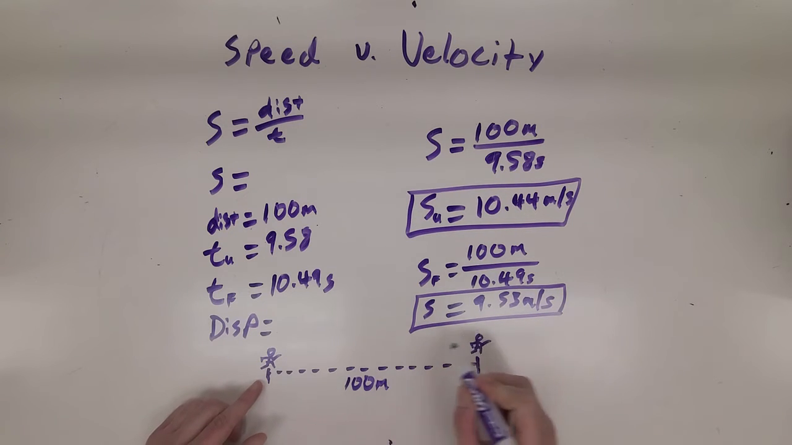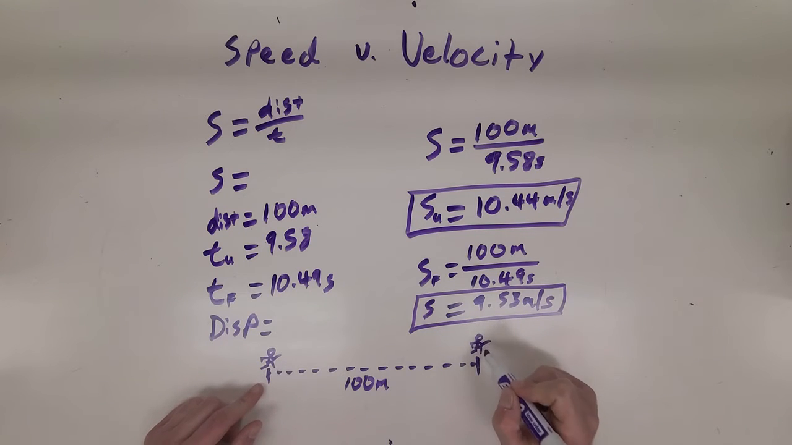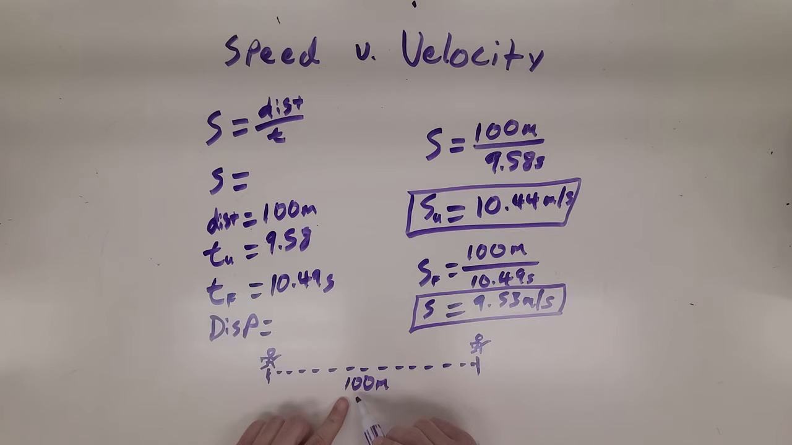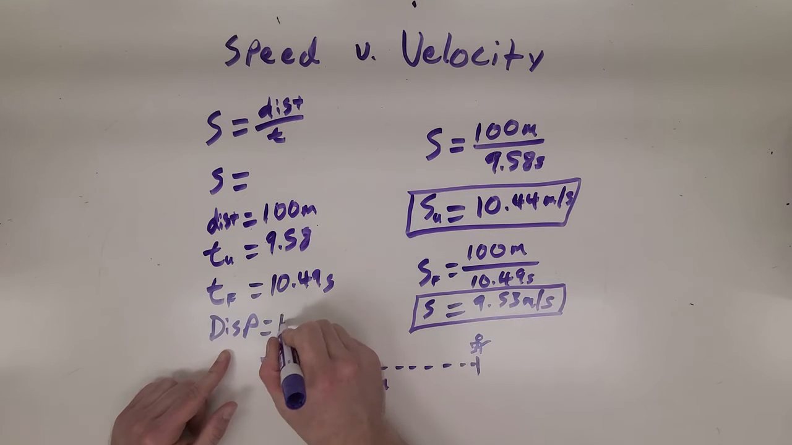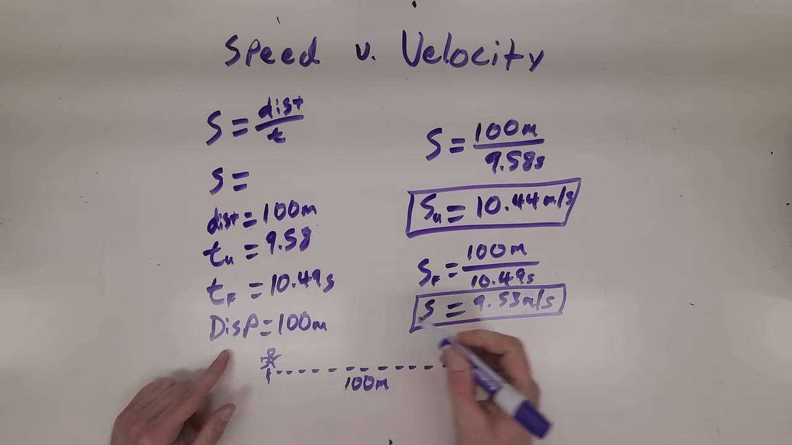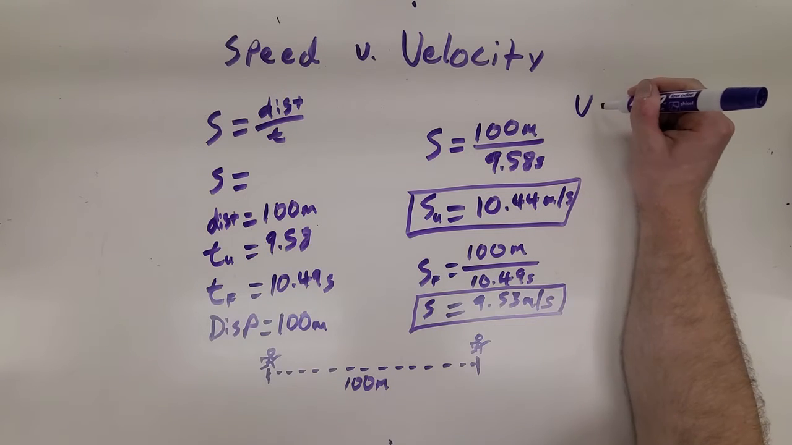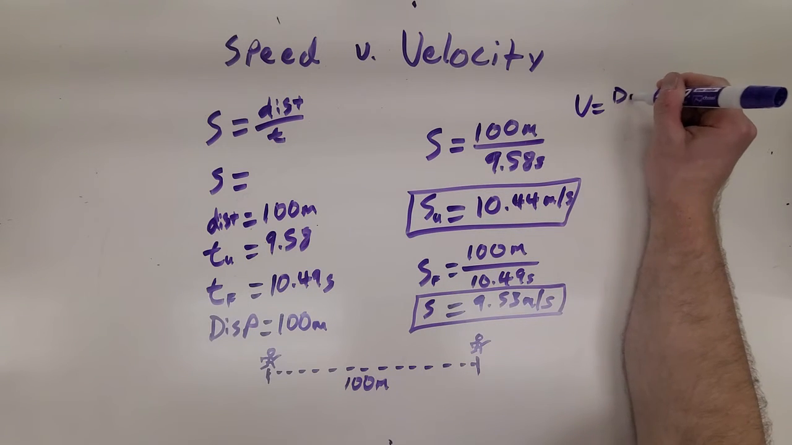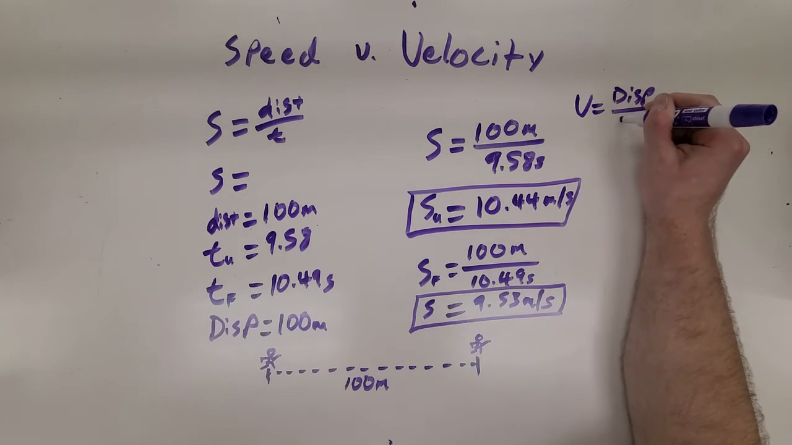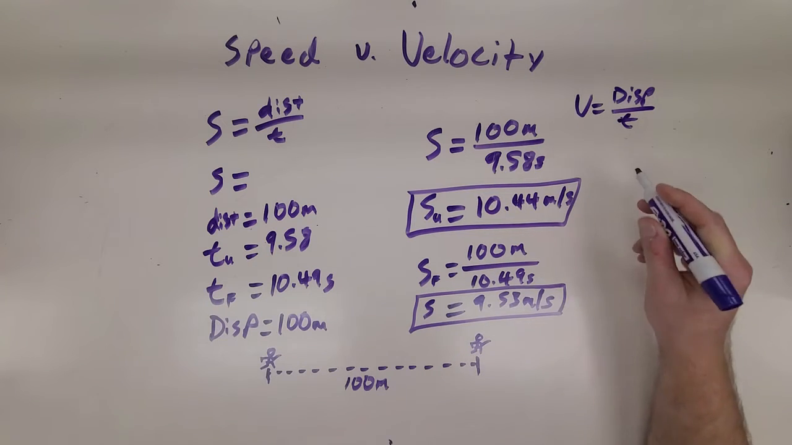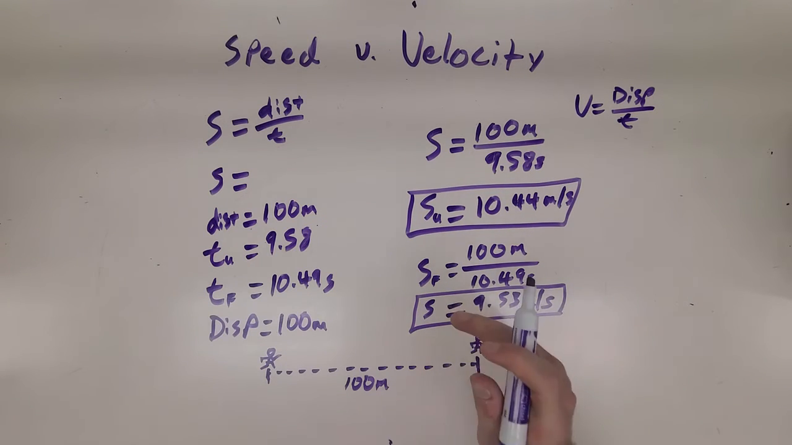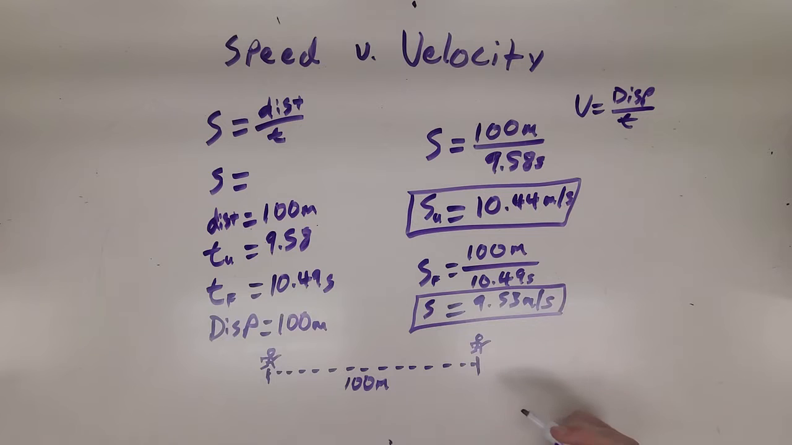They don't come back at all. They finish right there between the start and the finish line, right there at the finish line. So their distance is also equal to their displacement. And since the velocity is equal to displacement over time, you would get the same answers. Their speed in this case would be the same as their velocities.